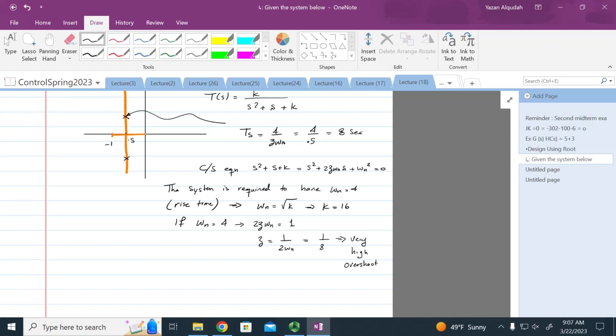Is that clear, everybody? So therefore, if I want a settling time that is 8, I want omega n that is 4, and at the same time I want an overshoot that is modest, that is less than that of a zeta equal 4.8, I have to change the dynamic of this system. I have to change the shape of this root locus. Is that clear?